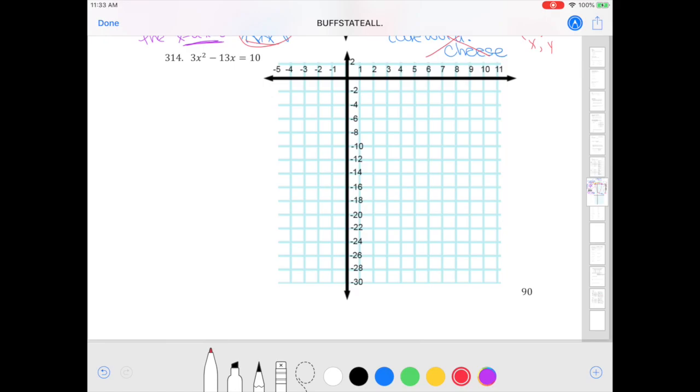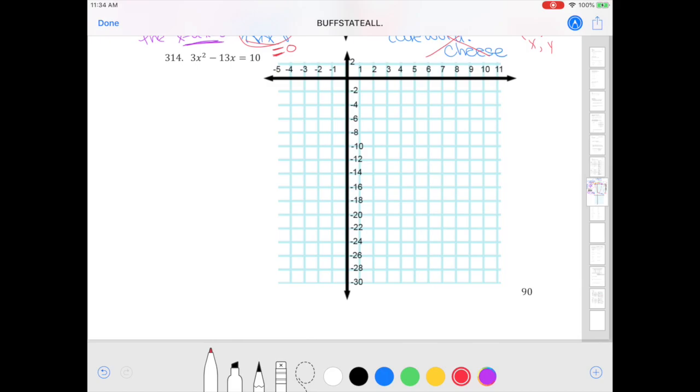So moving right on to 314, okay? 3x squared minus 3x equals 10. We've got a big issue right here because it's supposed to be equal to 0. You can't start factoring until it is equal to 0. So how do we change this?